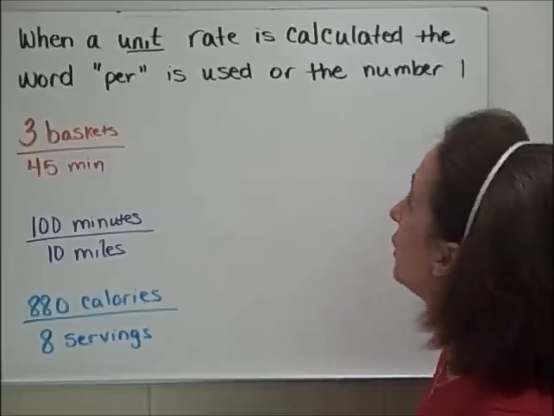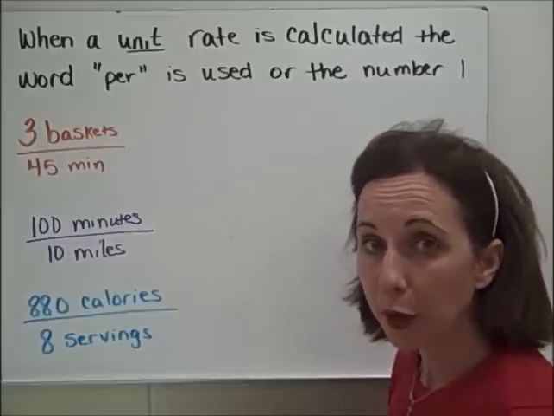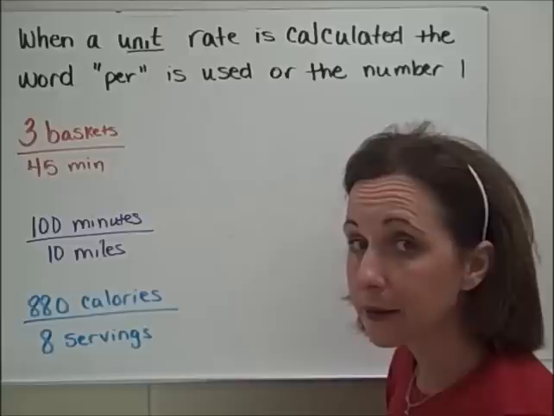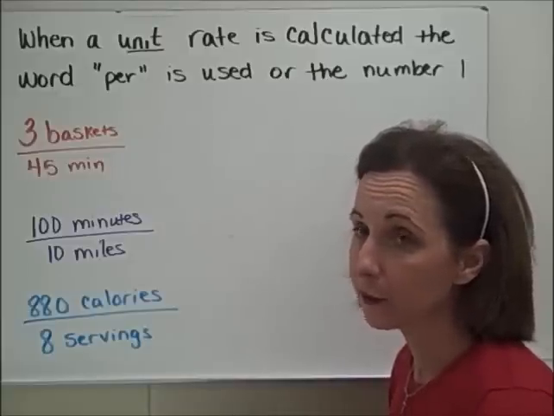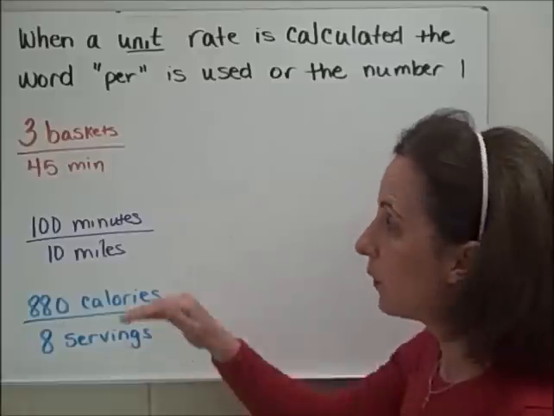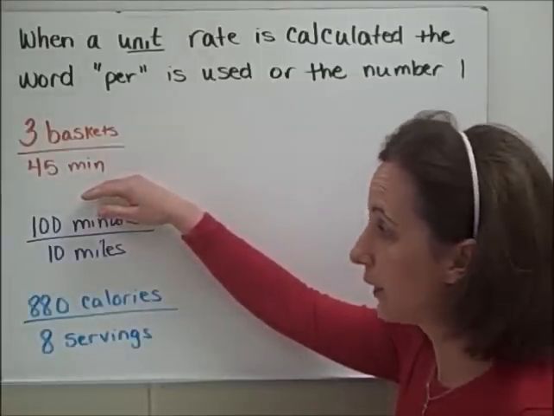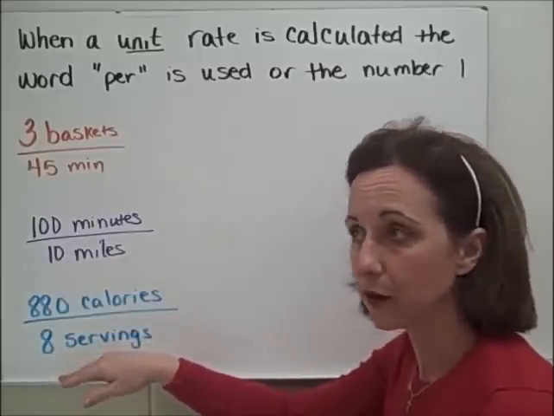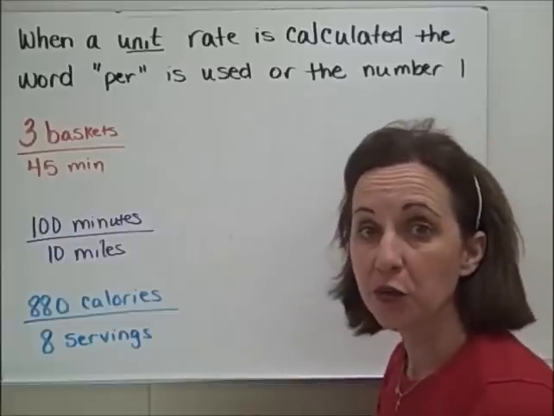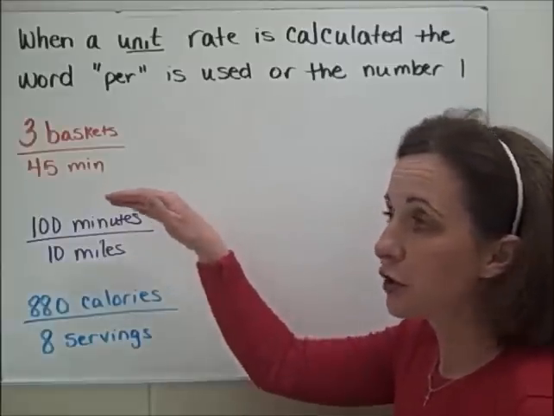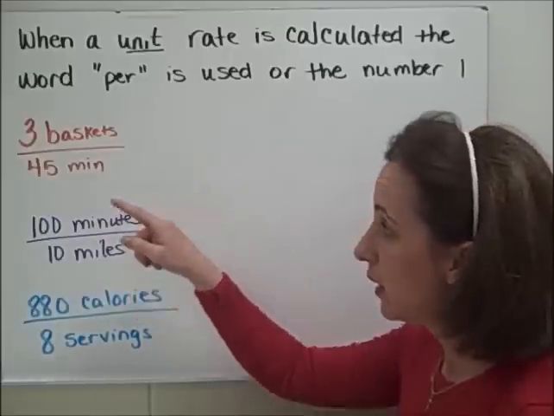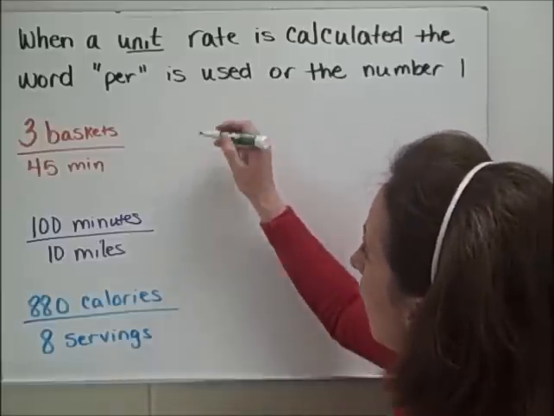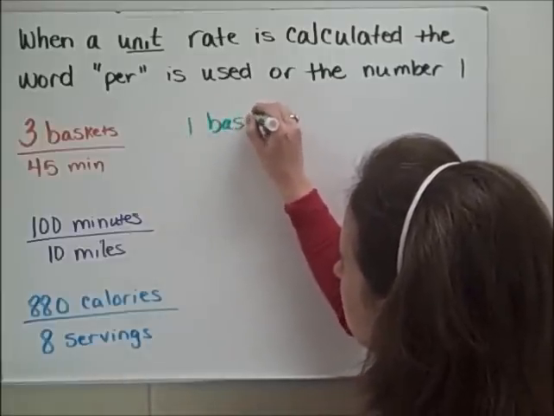Okay. When a unit rate is calculated, you're going to use the word per, or you're going to make your rate over 1. And in class, Rady the Math Cat is going to explain it a little further. For now, let's look at the ones we just wrote: 3 baskets in 45 minutes, 100 minutes in 10 miles, 880 calories in 8 servings, and let's find the unit rate, which means I want to turn these into a 1. If I can do 3 baskets in 45 minutes, how long does it take me to do 1 basket?